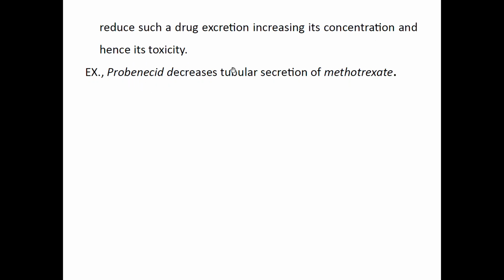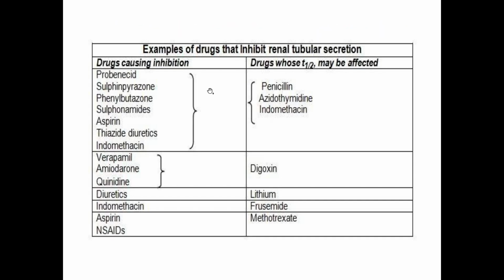For example, probenecid decreases the tubular secretion of methotrexate. So when it decreases the tubular secretion of methotrexate, then methotrexate concentration will increase in the blood, and it may cause toxicity. So be careful about taking probenecid and methotrexate simultaneously. So we can see here different drugs which can cause inhibition, and these are the drugs whose half-life may be affected.